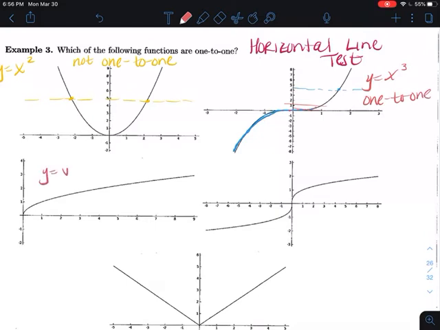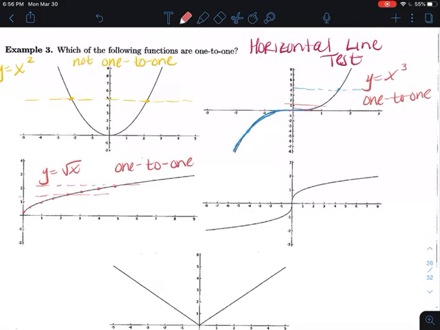Then you have this square root, y equals square root of x. This is a square root curve. This is also one-to-one. Because if I put a horizontal line on this graph, it's only going to hit 1 point at a time. So this is one-to-one. All right, hopefully you understand what one-to-one is.